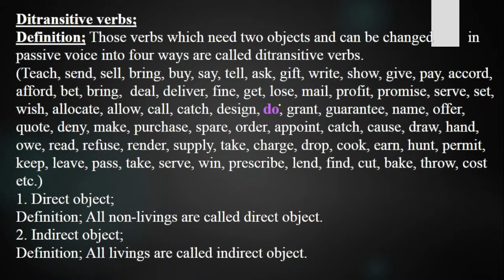Today we are going to discuss the ditransitive verb do from active voice into passive voice. Before starting this, we will just put a glance on the definition of ditransitive. Ditransitive means transitive verbs which can be changed into passive voice and verbs which show an action.